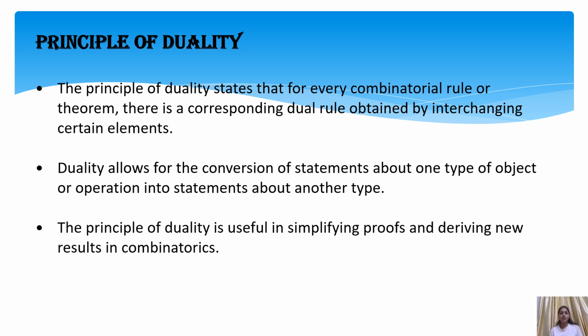The principle of duality states that for every combinatorial rule or theorem there is a corresponding dual rule obtained by interchanging certain elements. Duality allows for the conversion of statements about one type of object or operation into statements about another type. The principle of duality is useful in simplifying proofs and deriving new results in combinatorics.